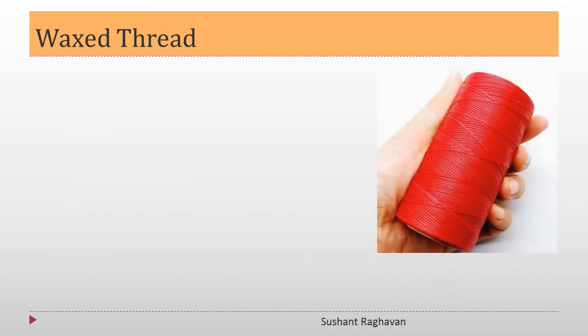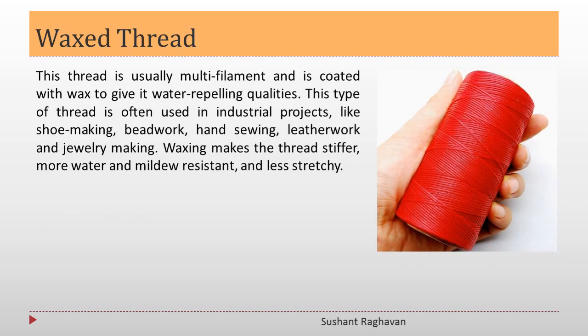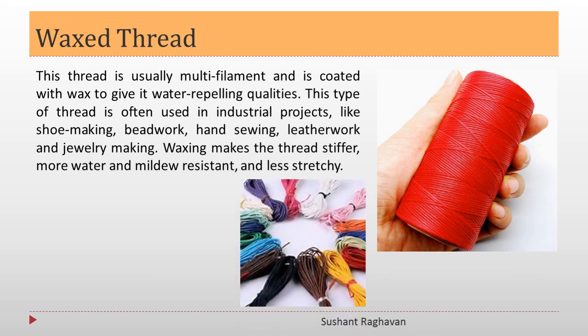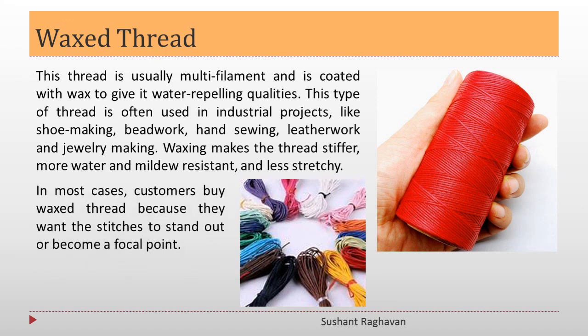Wax thread. This thread is usually multi-filament and is coated with wax to give it water repelling qualities. This type of thread is often used in industrial projects like shoemaking, beadwork, hand sewing, leather work and jewelry making. Waxing makes the thread stiffer, more water and mildew resistant and less stretchy. In most cases, customers buy wax thread because they want the stitches to stand out or become a focal point.